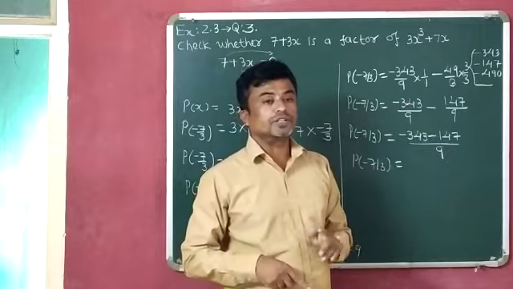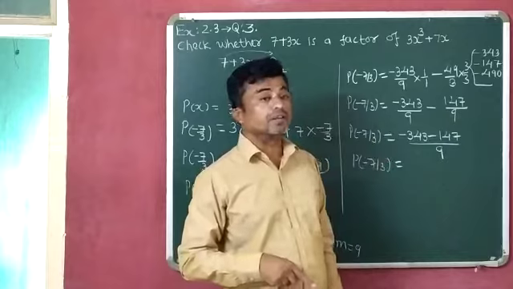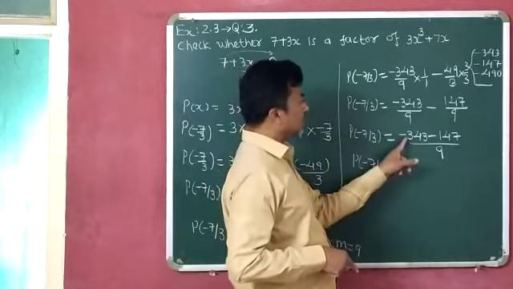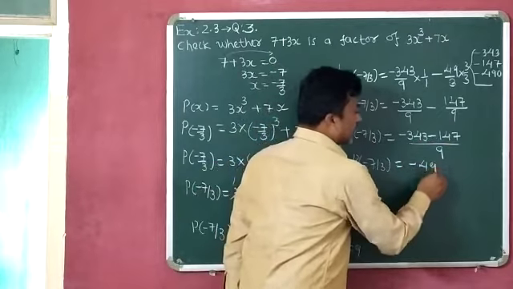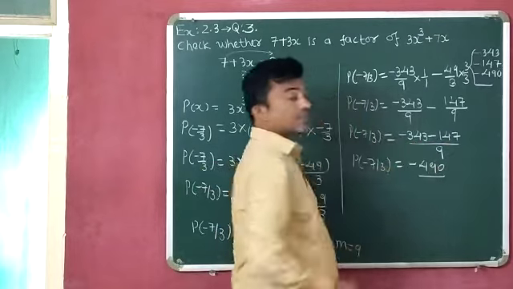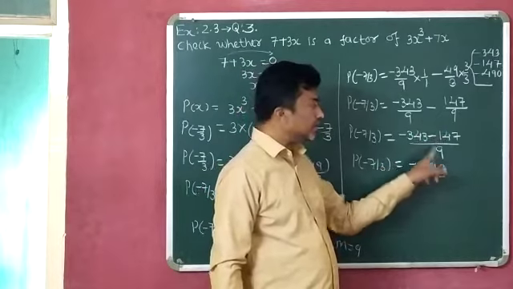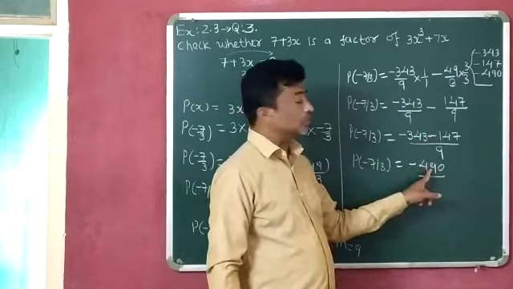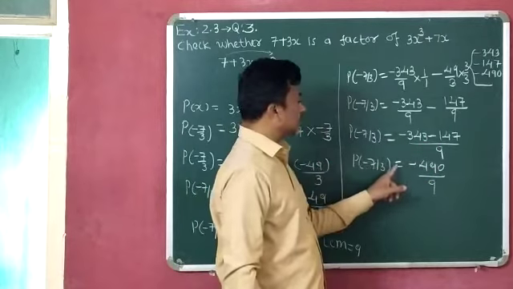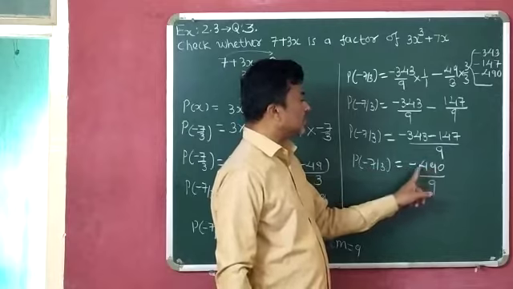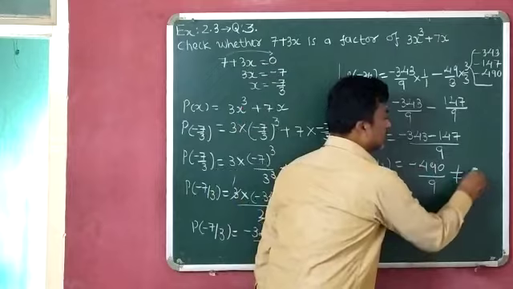In subtraction of integers, if both integers have the same sign, then add them and give the same sign to the answer. So here minus 343 minus 147, its answer is 490 and the same negative sign we will give to the answer, and downside 9. So p(minus 7 by 3) is equal to minus 490 divided by 9. But it is not equal to 0.